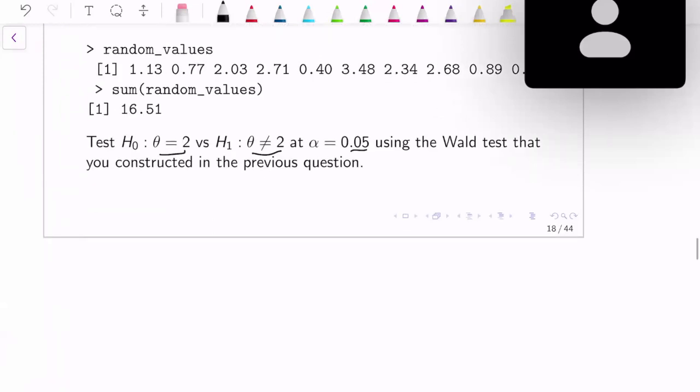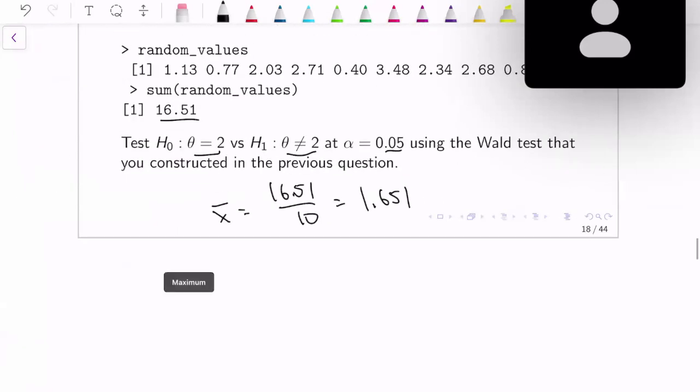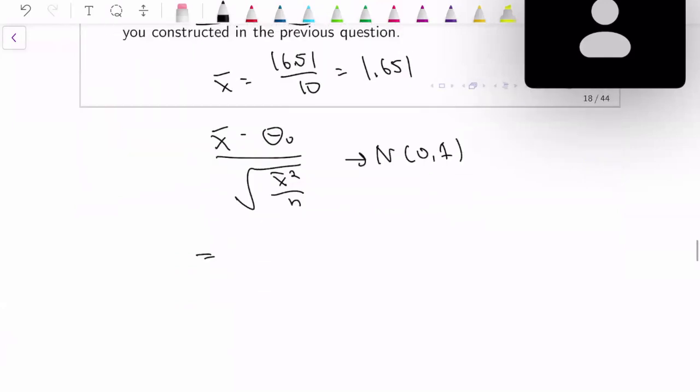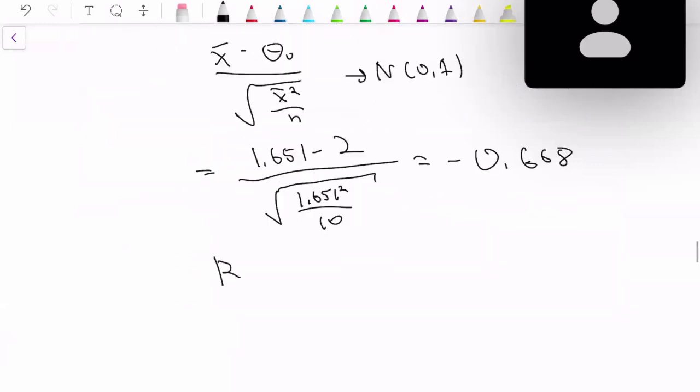So x bar, we have the sum here. x bar is just 16.51 over 10, 1.651. And using the test statistic that we calculated earlier, x bar minus theta naught over the square root of x bar squared over n is standard normal. Again, you're just plugging in values, put it into your calculator. 1.651 minus 2 over the square root of 1.651 squared over 10. And this is, I believe, negative 0.668.